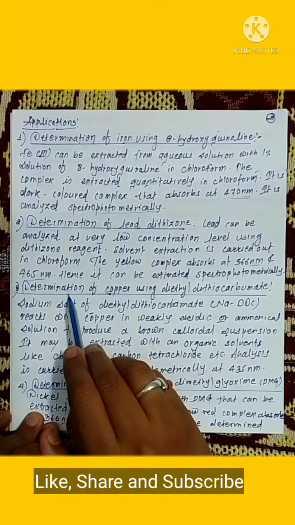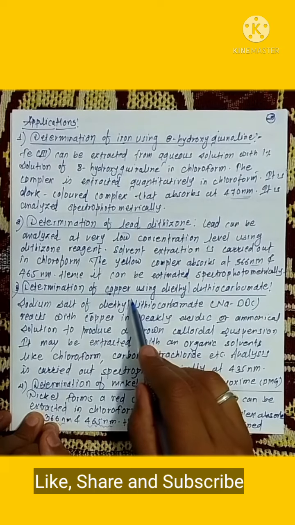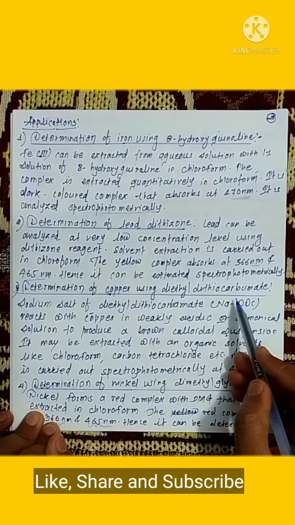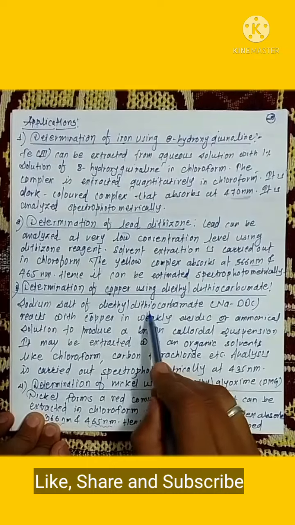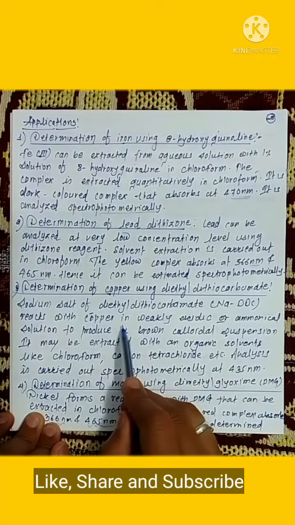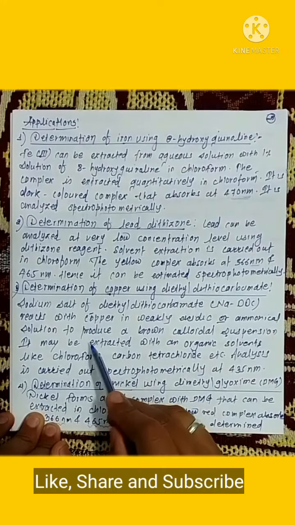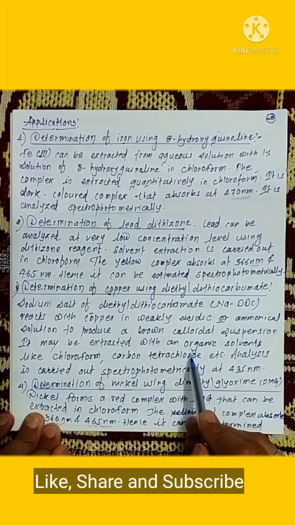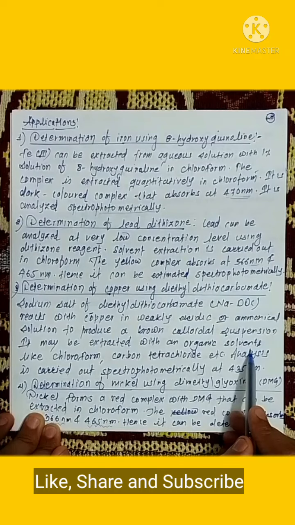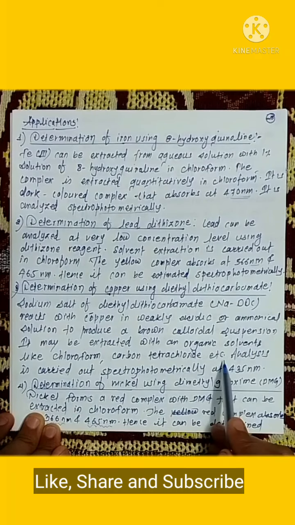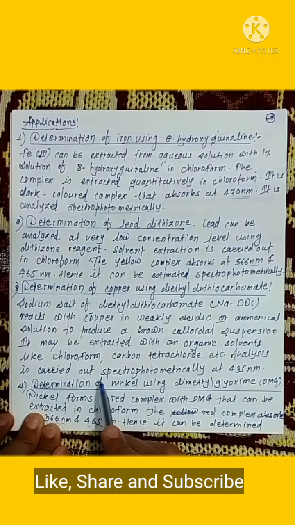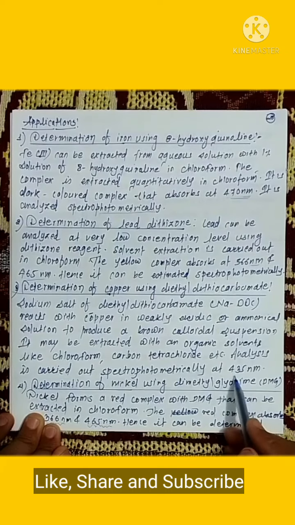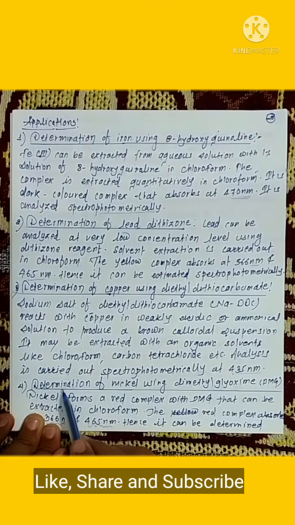Solvent extraction is also used in determination of copper using diethyl dithiocarbamate. Sodium salt of diethyl dithiocarbamate reacts with copper in weakly acidic or ammoniacal solution to produce brown colloidal suspension. It may be extracted with an organic solvent like chloroform, carbon tetrachloride, etc. Analysis is carried out spectrophotometrically at 435 nanometer.